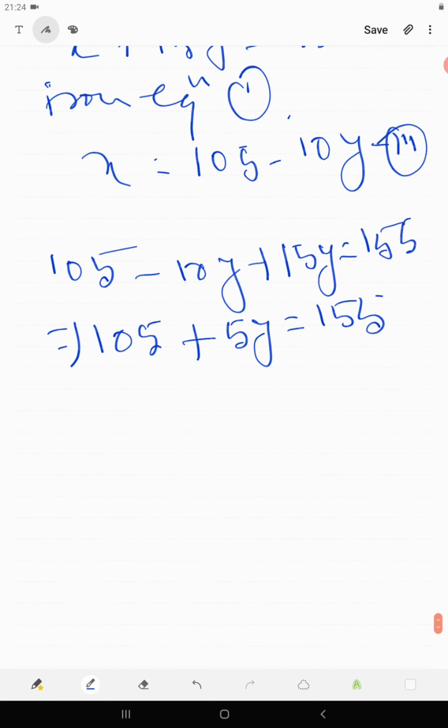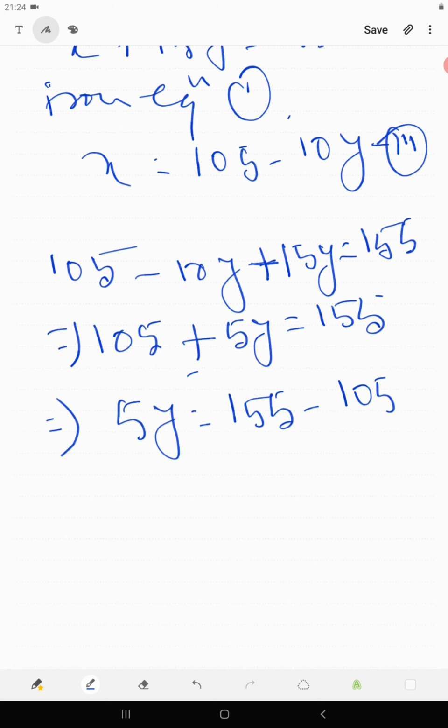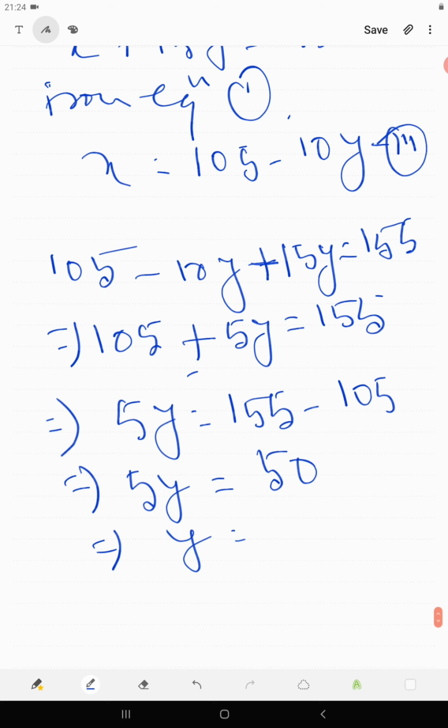So the bigger sign, minus 10y plus 15y, bigger number is 15, so their sign will come, so it's plus, and then 15 minus 10 is 5. So hence plus 5y. Now 105 will go to the right, it will become minus, so 5y equals 155 minus 105. So it will give us 5y equals 50. So y equals 50 by 5. So 5 tens are 50, so 10.